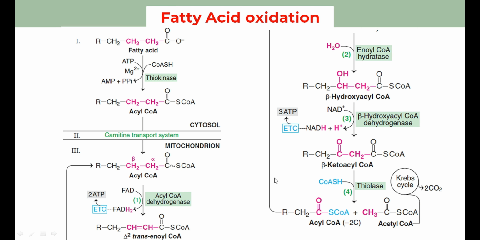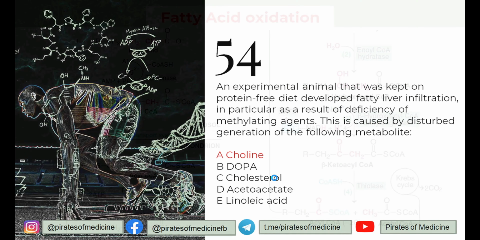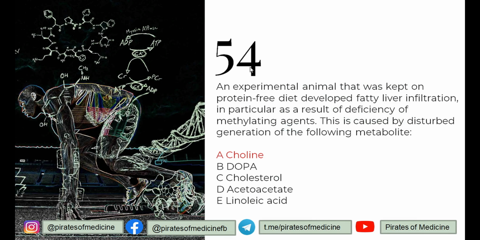So I hope you understood the role of carnitine. That was the whole point. So next question is that an experimental animal that was kept on protein-free diet developed fatty infiltration of the liver, in particular as a result of deficiency of methylating agents. This is caused by disturbed generation of following metabolite.